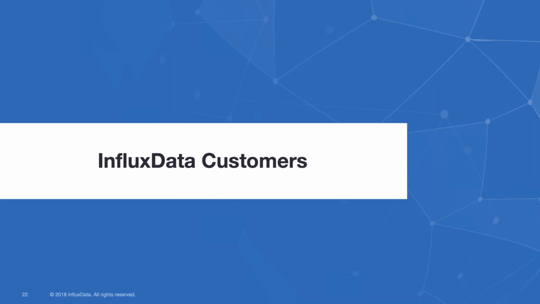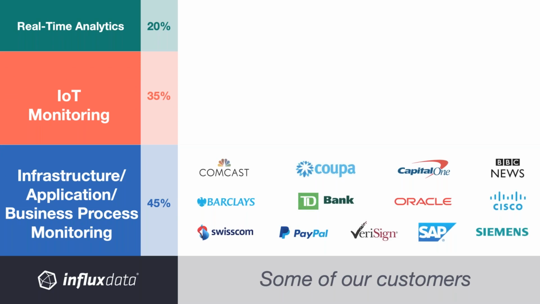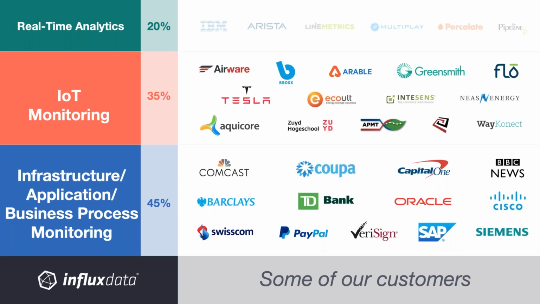I showed a sample, but that sample slide didn't break out the customers into what exactly they use us for. So we can categorize our products into three areas. At the bottom is infrastructure, application, and business process monitoring. This is where DevOps monitoring will fall as well. We consider DevOps monitoring as part of infrastructure and application monitoring. And you can see some of the big names here. They use us for this particular reason.